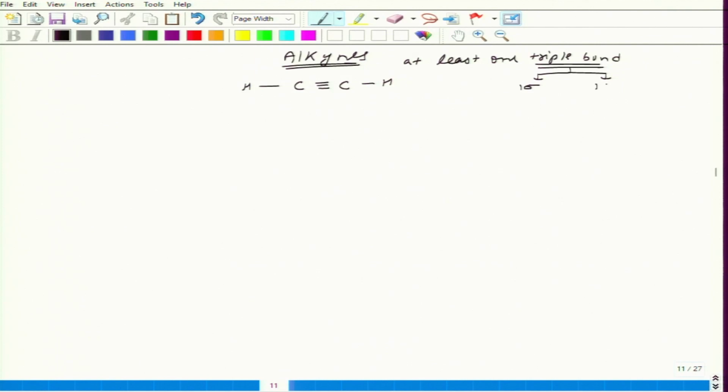Triple bond is a combination of 1 sigma and 2 pi bonds, unlike alkenes, which were a combination of 1 sigma and 1 pi bond, whereas the triple bond contains 1 sigma and 2 pi bonds. This is the first member of the list, and it is termed as ethyne. Do focus on this name also, ynes. It's also commonly named acetylene gas.